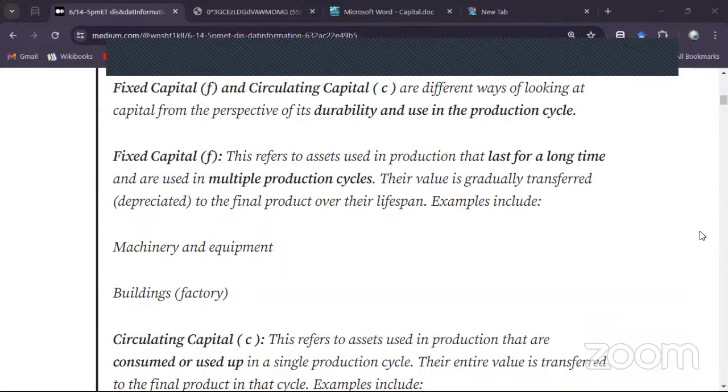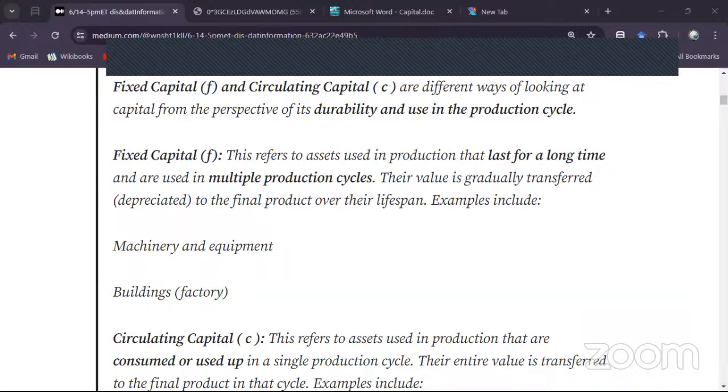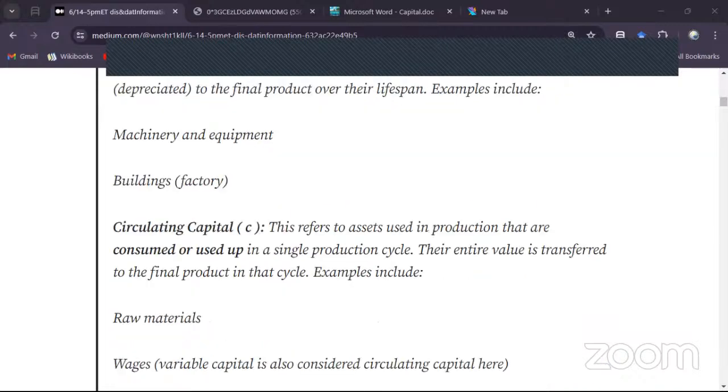And I have a table for this, don't get too crazy. Circulating capital C, this is different C, this refers to assets used in production that are consumed or used up in a single production cycle. Their entire value is transferred to the final product in that cycle. So it does resemble the thing that we were looking at before, but the measure of it is a singular production time period.